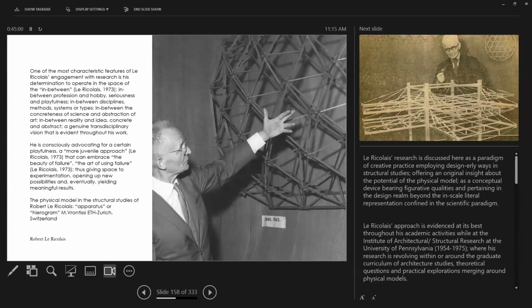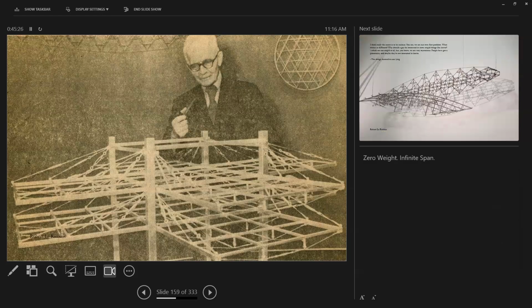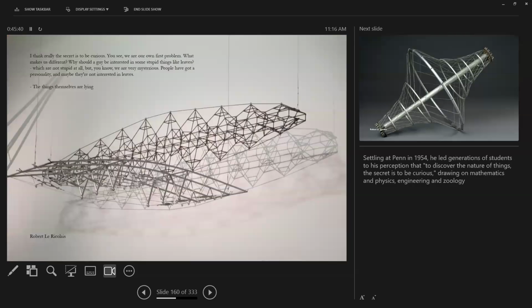I've talked about him before. He advocated for a certain playfulness, a kind of juvenile amateurism in design of structures, things in between, not categorized, not known. And he's considered the father of spatial structures, but he was totally strange outside of the discipline, just making these things with the students at Penn for years and looking in between for things that were not only structurally interesting, but also might change the way that we thought about building infrastructure. And he said, I think really the secret is to be curious.